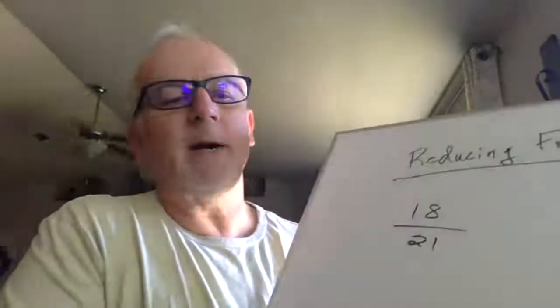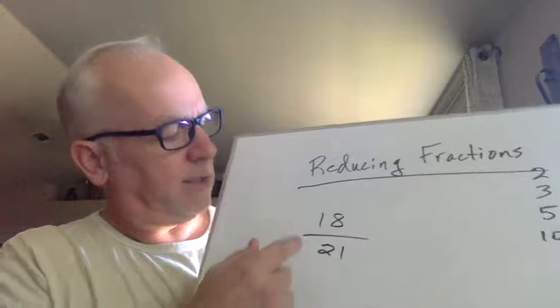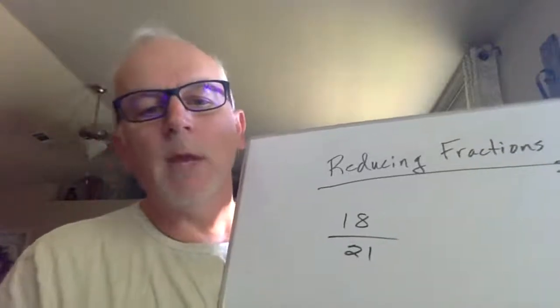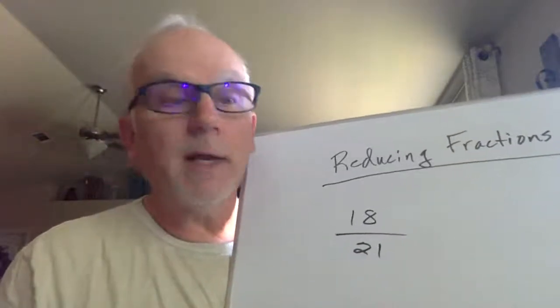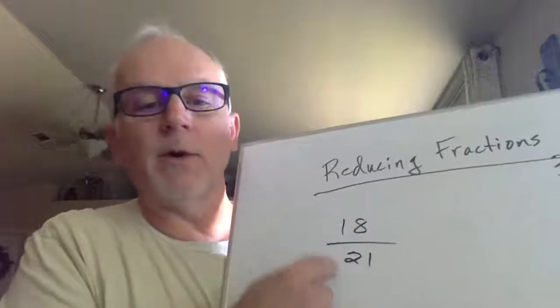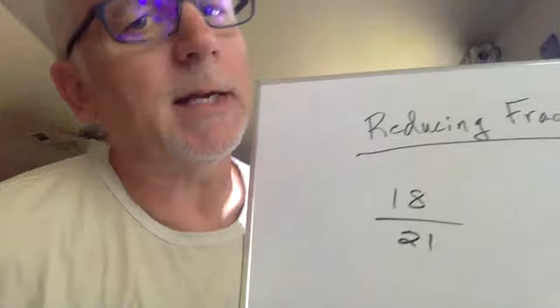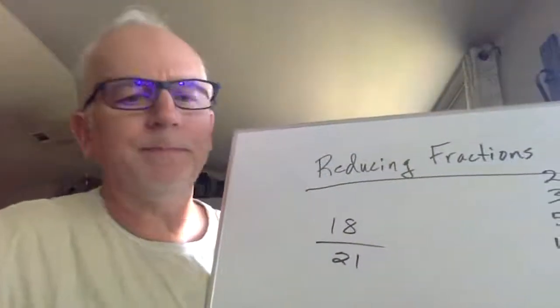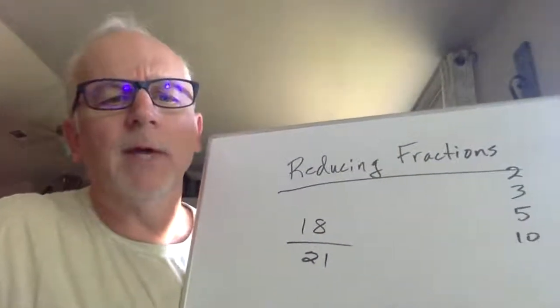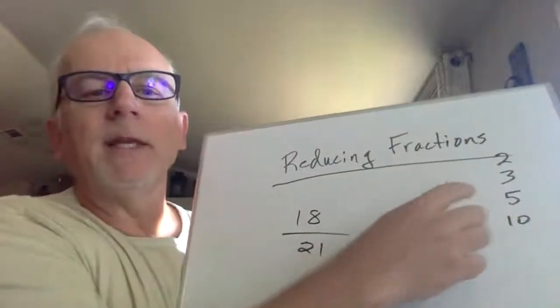So consider this problem. Reducing fractions, let's say we have 18 over 21. When we're reducing fractions, what we're trying to do is find the biggest number that will go into both 18 and 21. And maybe you know what that is right off the top of your head. Maybe you already know that. But something that's helpful is divisibility rules.